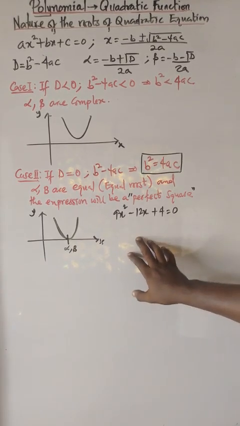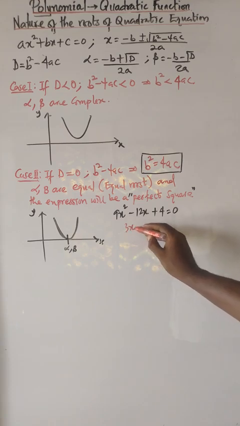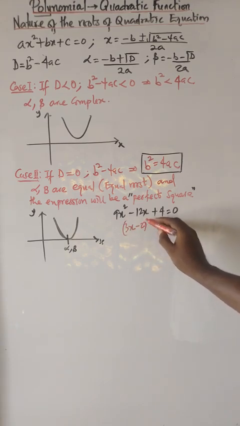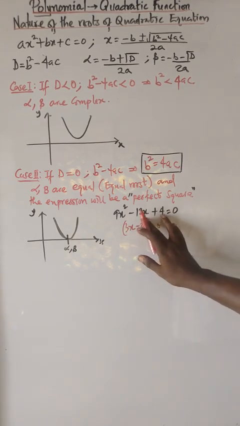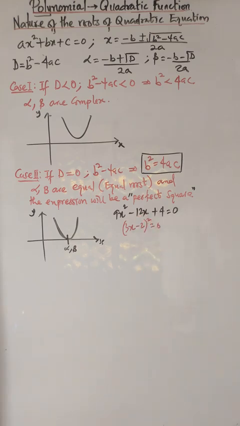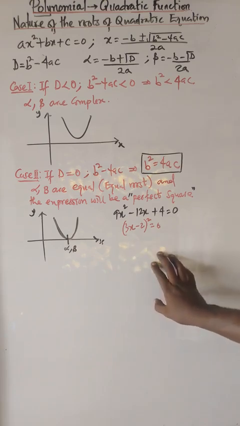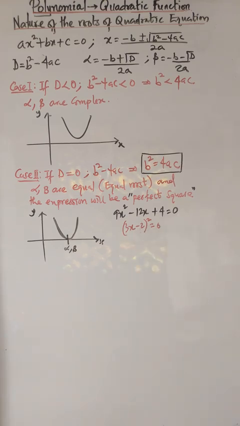If we use the general formula to solve this, we are going to get two values of x, and we are going to get 2 over 3 twice. And if we have to factorize this, we are going to have (3x minus 2) all squared equals 0. If you factorize, this is what we are going to get. Before this, we have (3x minus 2)(3x minus 2). Then if you multiply together, you have a perfect square.